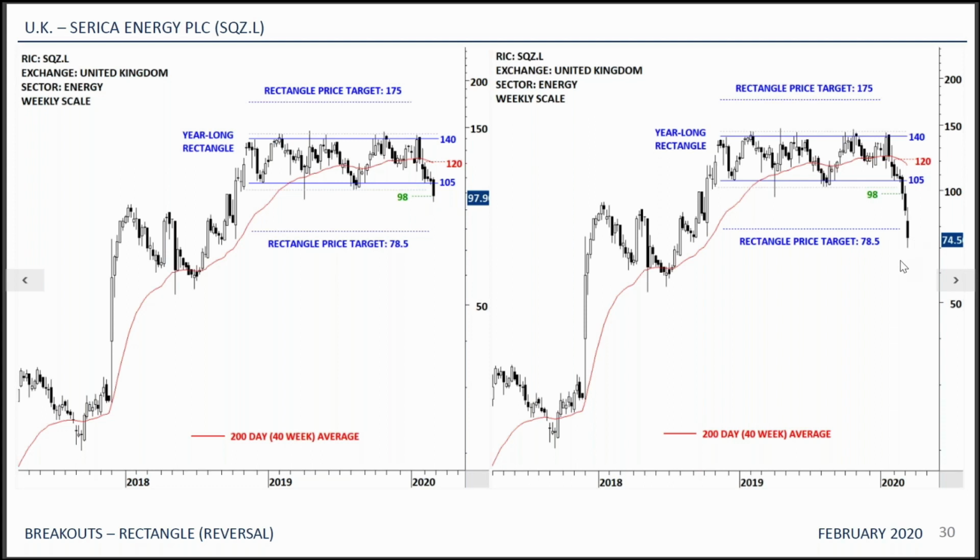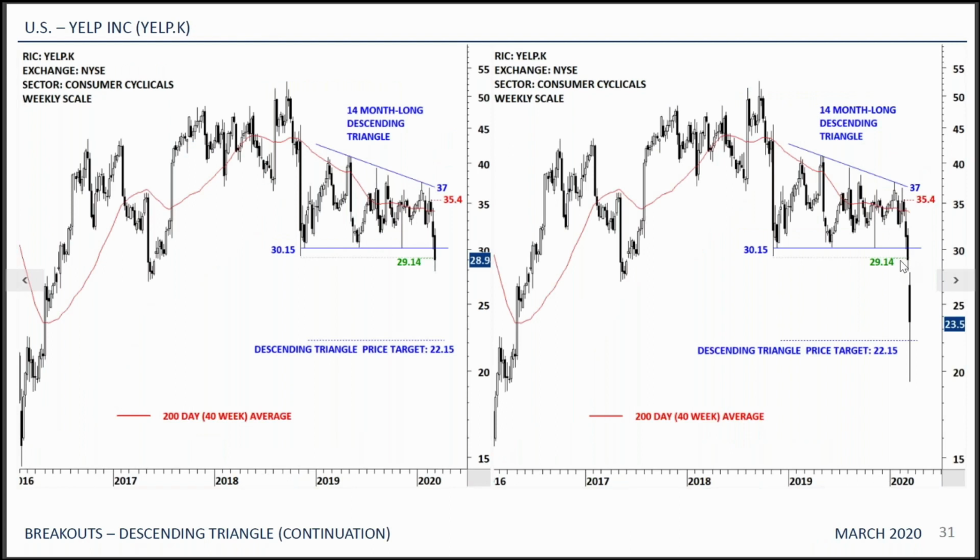So as you can see, the new data comes in and we adjust our thinking accordingly and be prepared for either an upward breakout or a downward breakdown.